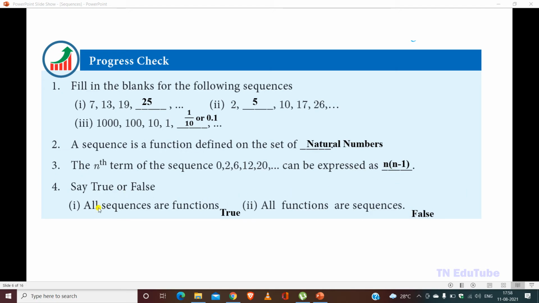Say true or false. All sequences are functions. All sequences have a first term, second term, third term, etc., isn't it? So sequences are functions. All functions are sequences. That statement is false, because the domain should be natural numbers. Only if the domain is natural numbers is it a sequence. So the statement that all functions are sequences is false. Okay, children.